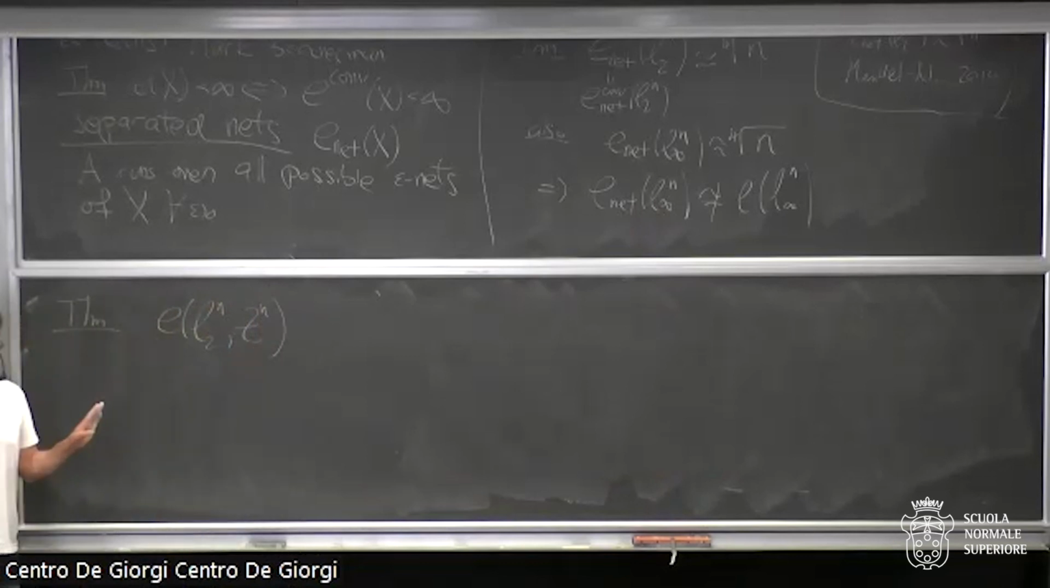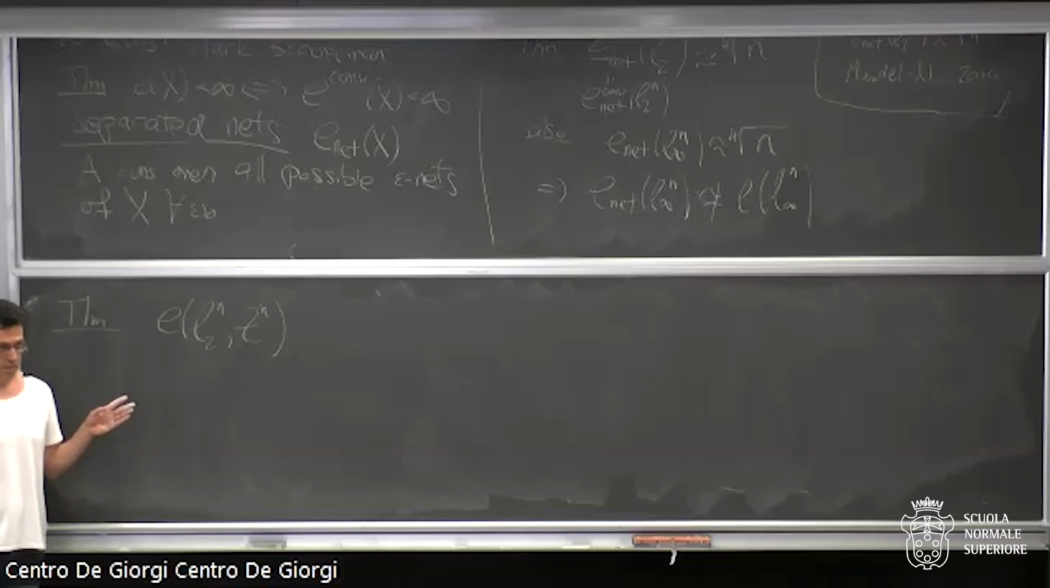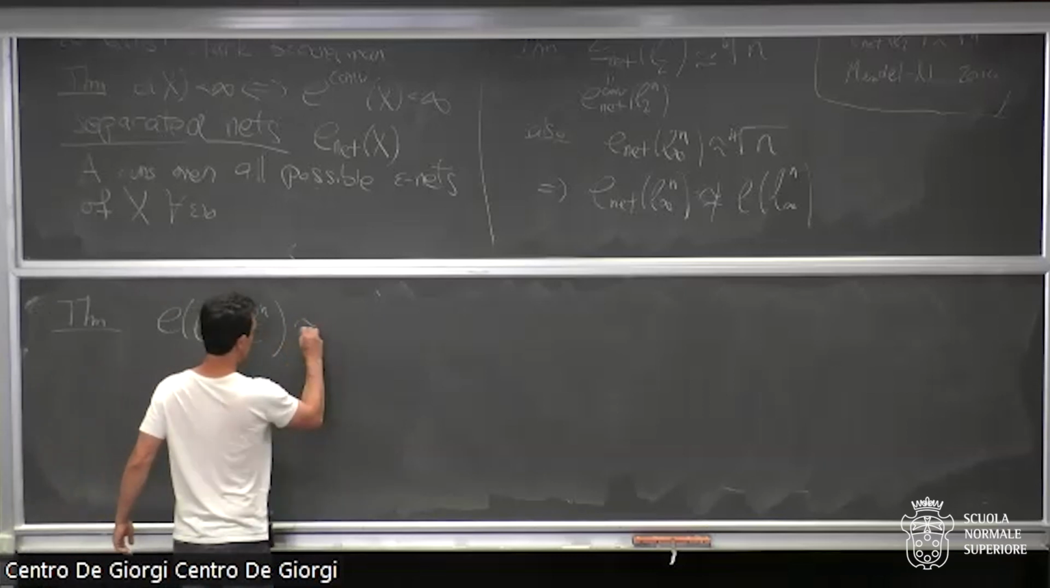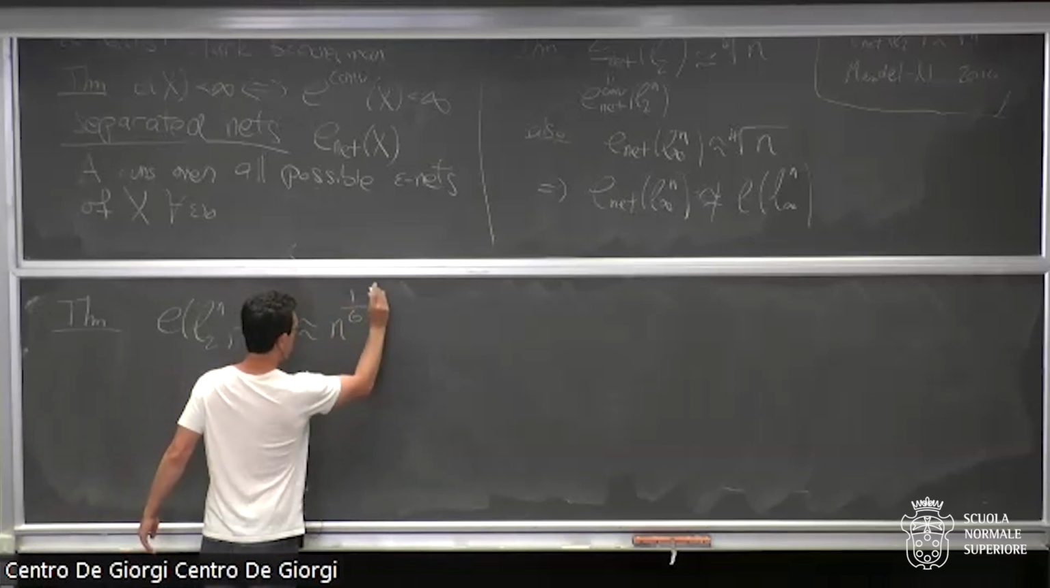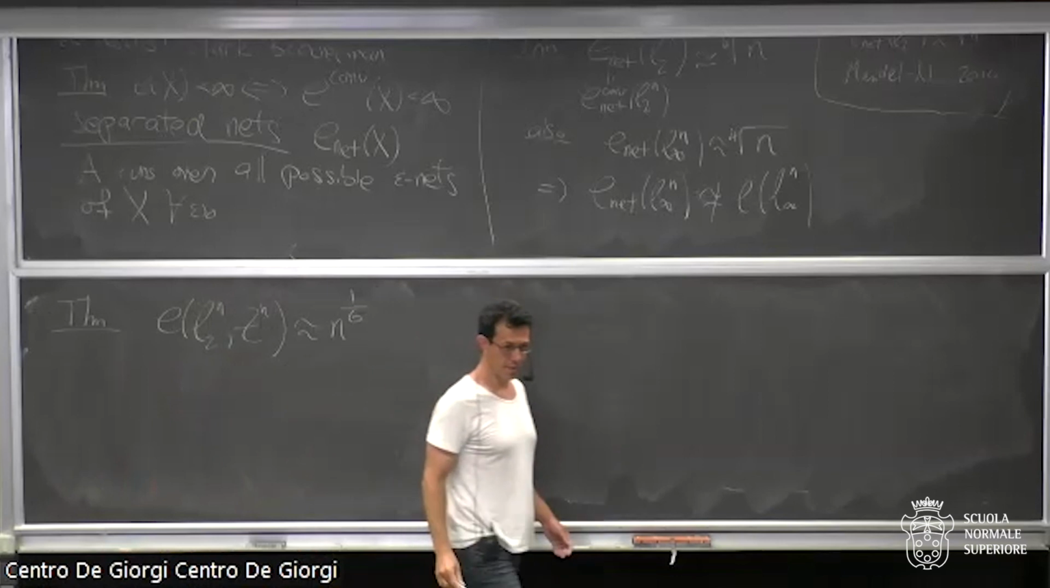So this is a very natural question. You have a one Lipschitz function defined on the integer grid, and you want to extend it to a Lipschitz function defined on all of Rn. What is the smallest Lipschitz constant that you can do it? So the answer is, again, by looking at the dual, bounded above and below by n to the 1/6.